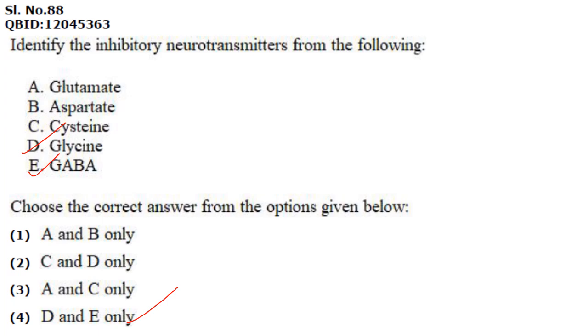Then next one. Identify the inhibitory neurotransmitters from the following. So inhibitory neurotransmitters. Glutamate, aspartate, cysteine, glycine, GABA. So one is GABA, E will be there, and the other is glycine. These two are inhibitory neurotransmitters. So D and E, that is your option 4.